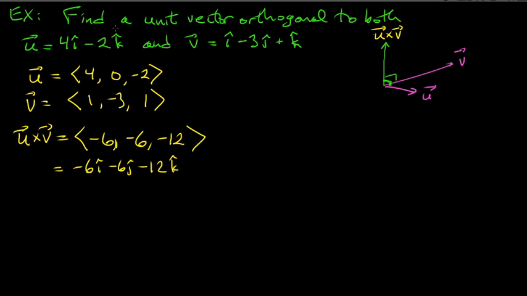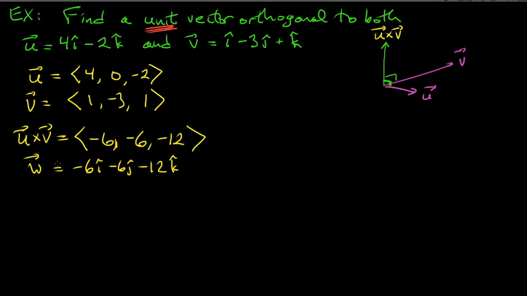Yeah, but we're not done, right? They want a unit vector. So does this vector have magnitude 1? Not likely, right? So how do we find a unit vector? Well, I'm trying to come up with a name for this. Oh, how about just W? Right, let's just call this W.